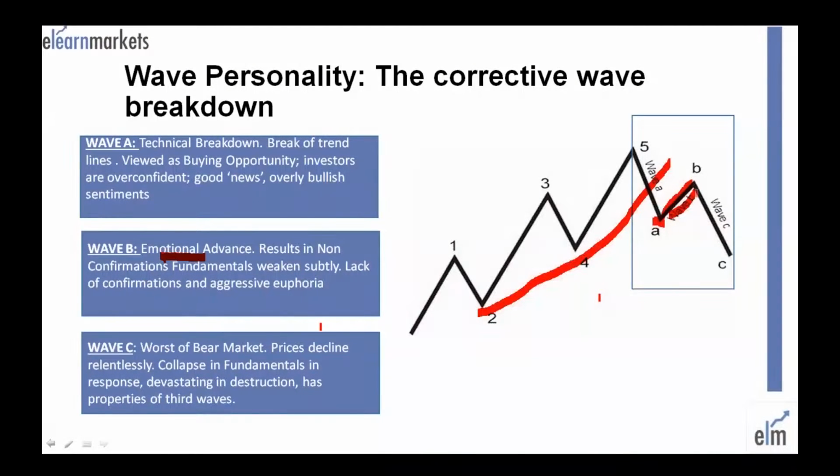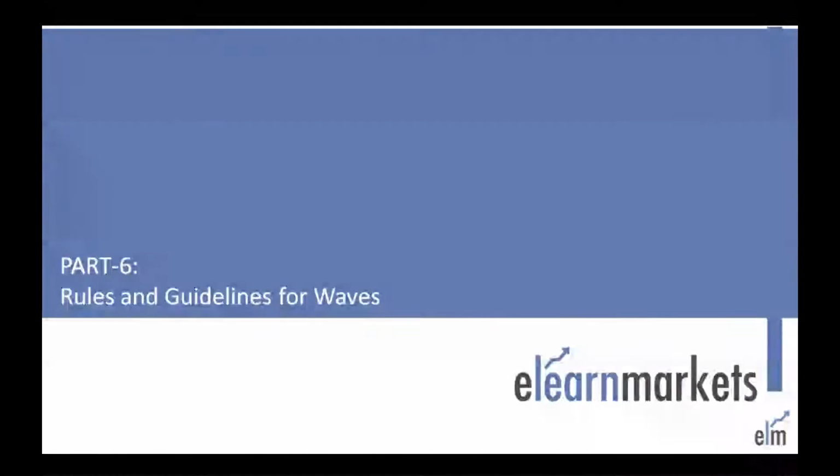Now, talking about wave C. Wave C is akin to wave 3 of the motive wave. It has more or less the same force, and this is the worst of the bear market, where people are completely convinced that the market is not going to rise, and they start panic selling. So there is complete collapse in the fundamentals, bad news begins to roll in and strike, and in response, there is absolute devastation in the stock market, and it has the properties of third waves.